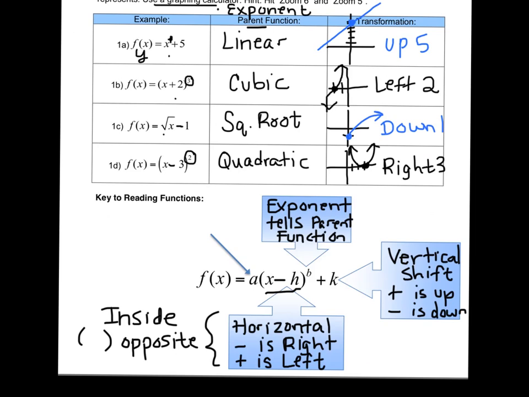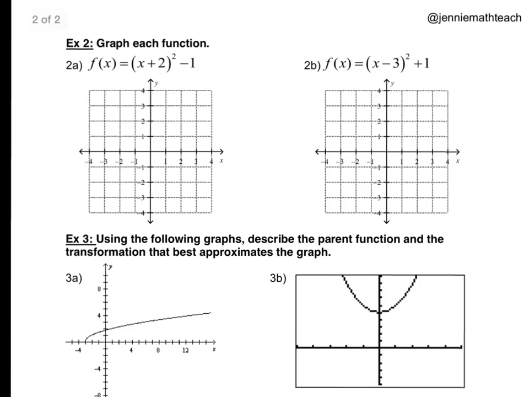The last thing that you'll see in an equation, we don't really have any of these today, but in the future, sometimes we have a number out in front. If you have a positive number, it means your parent function will open up. If you have a negative out in front, it means your parent function will open down. So for example, positive x squared for a parabola would look like that. Negative x squared for a parabola would look like that. So let's put all that information together and graph these on our own.